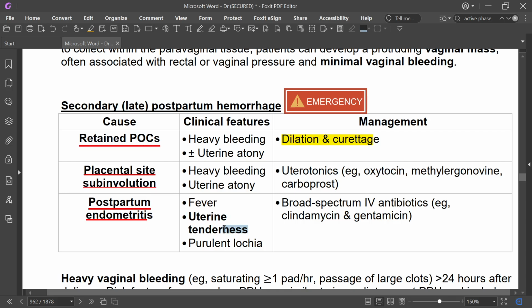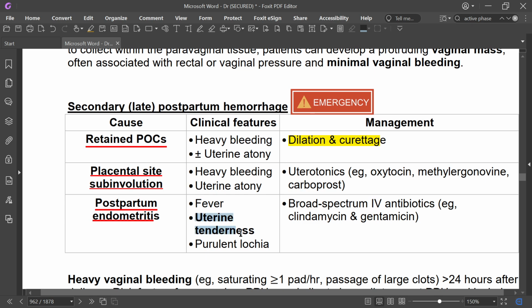In postpartum endometritis, uterine tenderness is present.